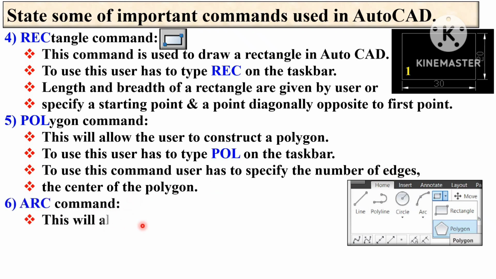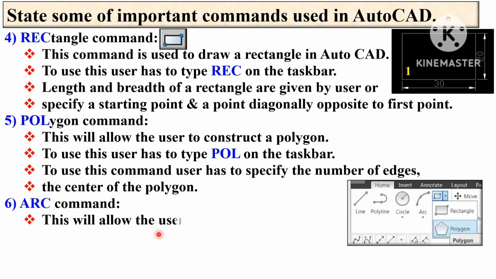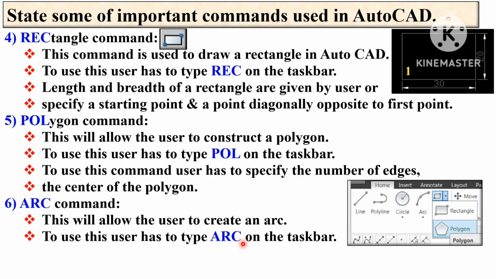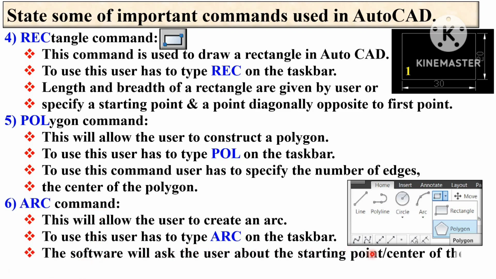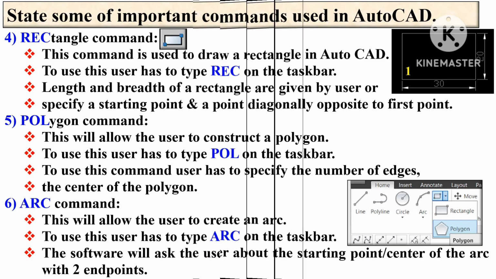Next command, the arc command. Here you can see the symbol for the arc command. This will allow the user to create an arc. To use this, the user has to type ARC on the taskbar. So ARC is the short key for the arc command. The software will ask the user for the starting point, or you can say the center of the arc, with 2 endpoints. Here you can see this is the starting point, this is the end point of the arc, and also you can define the center of the arc.